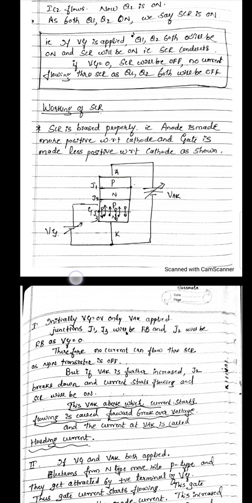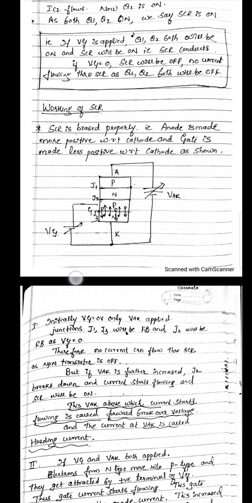So here how have we connected? Anode is made positive with respect to cathode. Gate is also made positive with respect to cathode. How do you say it is made positive? Anode is of P type, connected to the positive terminal. Cathode is N type, connected to the negative terminal. So this part is forward biased. Same thing for this part, check here.